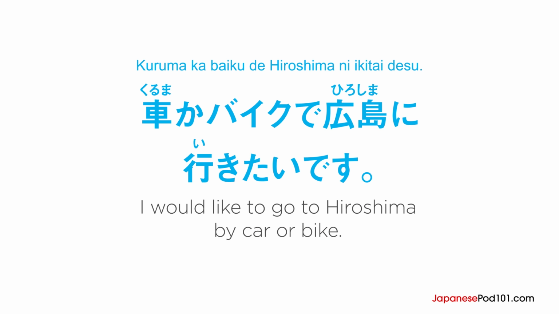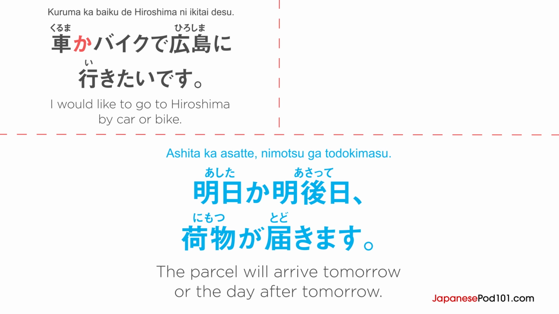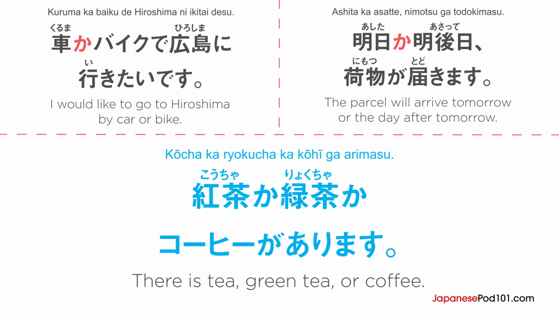車かバイクで広島に行きたいです。 I would like to go to Hiroshima by car or bike. 明日か明後日荷物が届きます。 The parcel will arrive tomorrow or the day after tomorrow. 紅茶か緑茶かコーヒーがあります。 There's tea, green tea, or coffee.